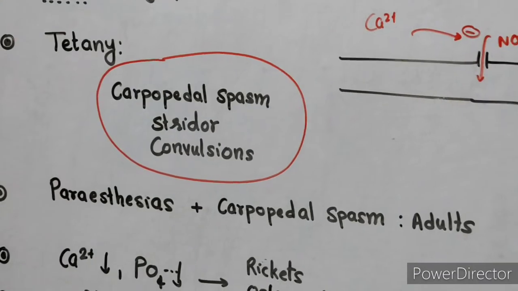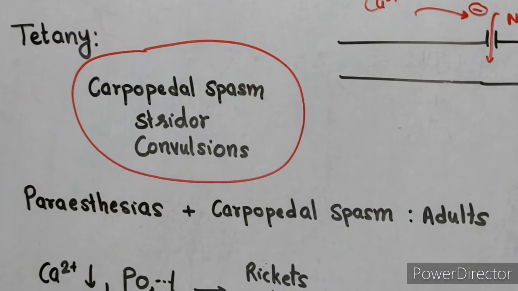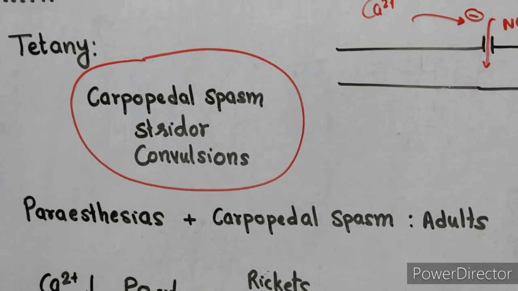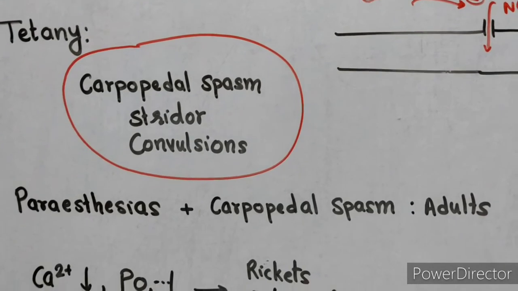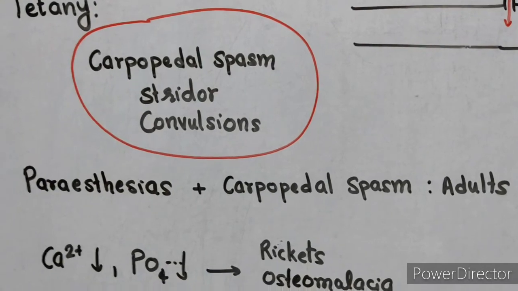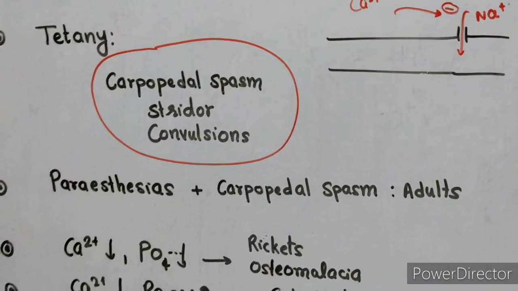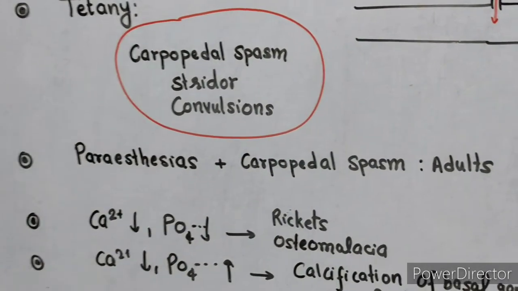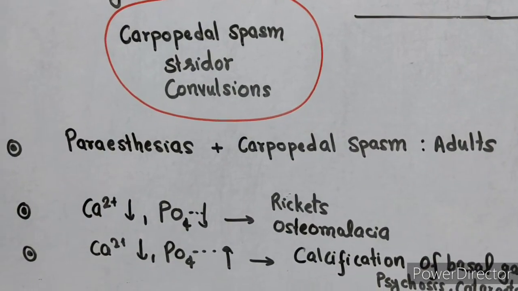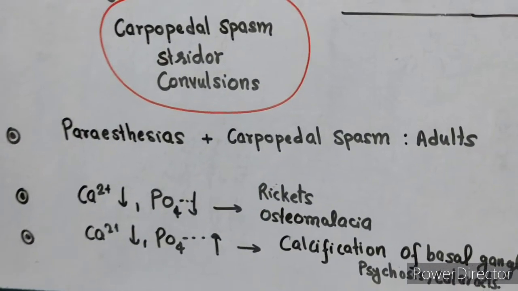In children, a triad of carpopedal spasm, stridor and convulsions occurs. Carpopedal spasm means flexion of metacarpophalangeal joints and fingers and adduction of thumb. Stridor is because of spasm of glottis, and convulsions, that is seizures. But in adults, stridor and convulsions do not appear, but there appear paraesthesias in association with carpopedal spasm. Paraesthesia means tingling sensation in hands and feet and around the mouth regions.